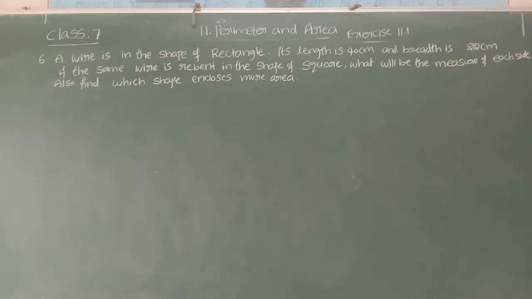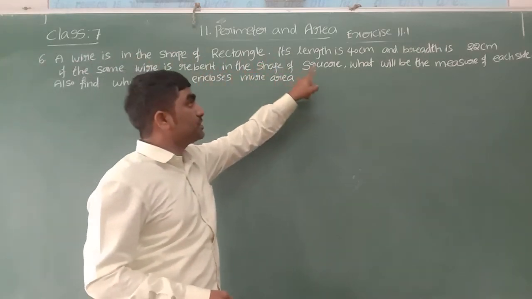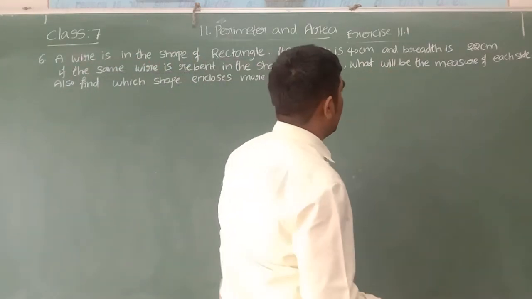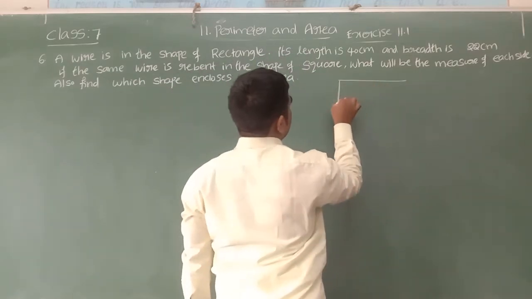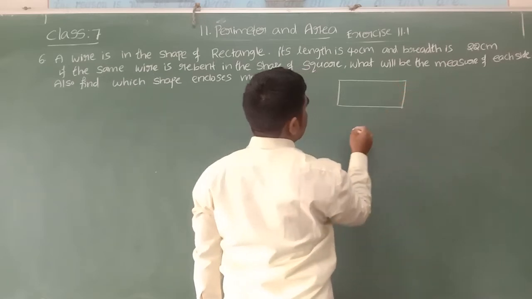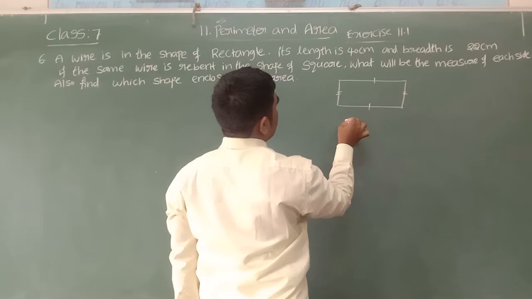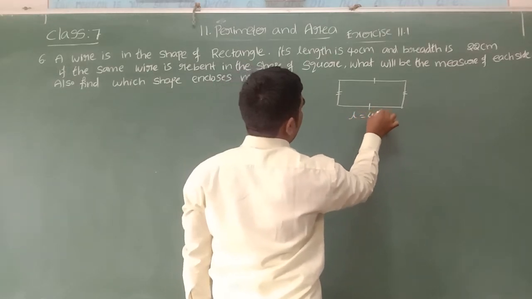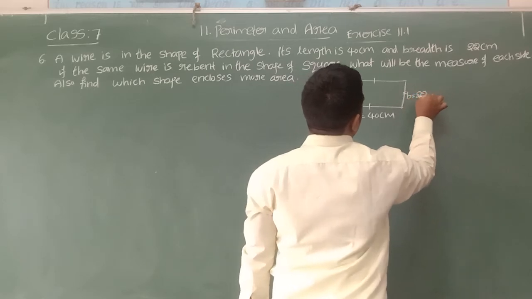Yes, children, let us see one more application based on the area and perimeter of square and rectangle. Sixth one, beta. They said here a wire is in the shape of a rectangle. Its length is 40 centimeters and breadth is 22 centimeters. So here we have a rectangle, which means opposite sides are equal. They said length is 40 centimeters and the breadth is 22 centimeters.